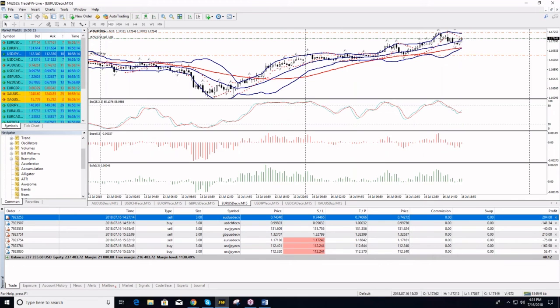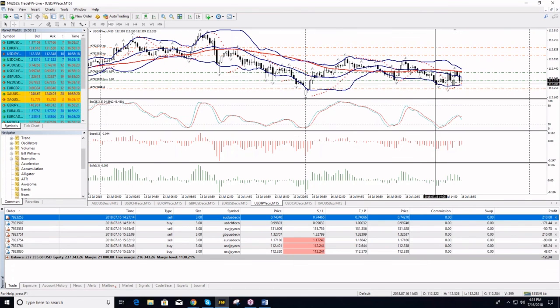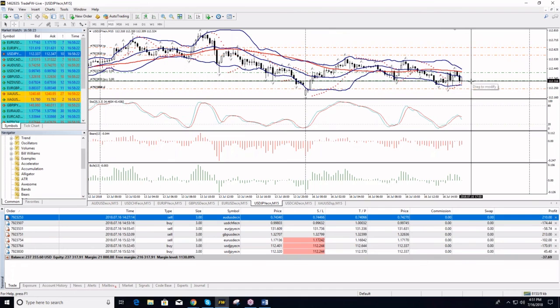That's not good for us. We don't want the euro dollar to go up. We want it to fall, but it's going the opposite direction. And our dollar yen is more or less where we entered our second position. So we will see what happens, guys.